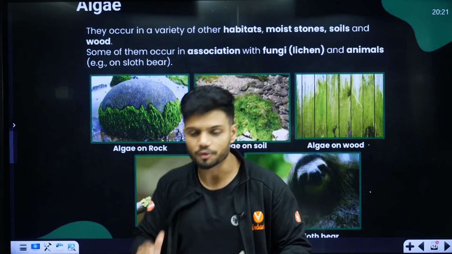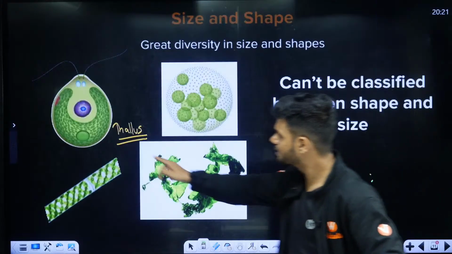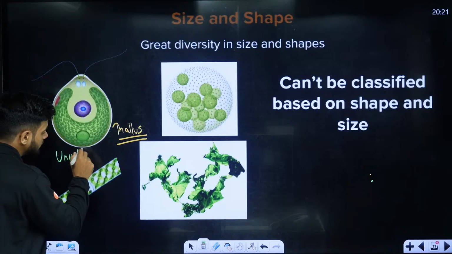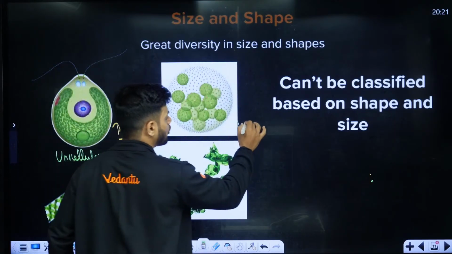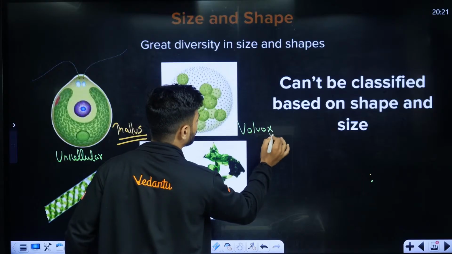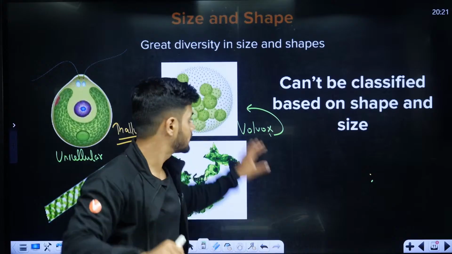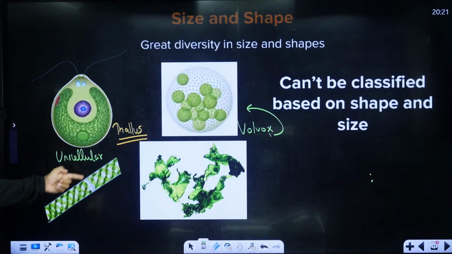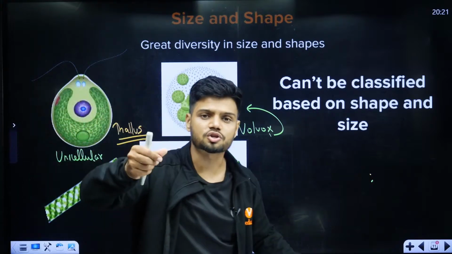नहीं हो सकता. Because, students, algae will differ. Some algae are unicellular in nature. Some algae are in a colony. This is Volvox. Volvox is the algae which is found in a colony. Some algae are filamentous like Spirogyra.